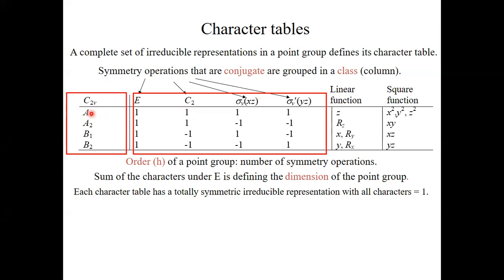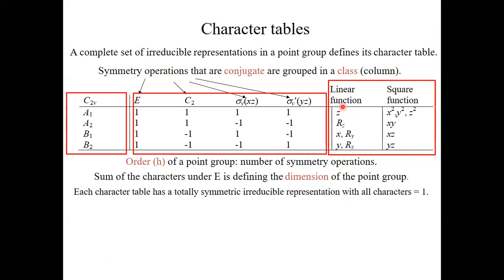For A1, for instance, the characters are 1, 1, 1, 1. For A2, they are 1, 1, -1, -1, and so forth. We've gone through this in detail in the last class. Then to the right, we have the mathematical functions. We have in this column linear functions, as well as square functions, and the position of the respective functions within that column tells what symmetry type belongs to a particular function.